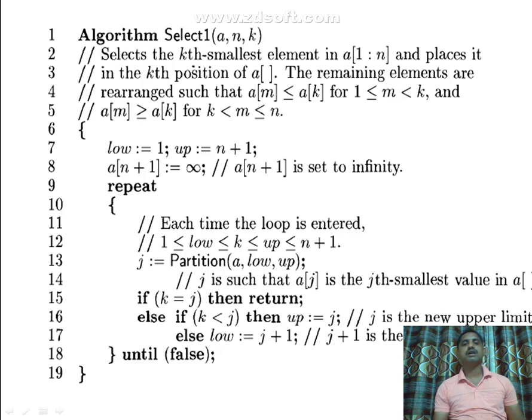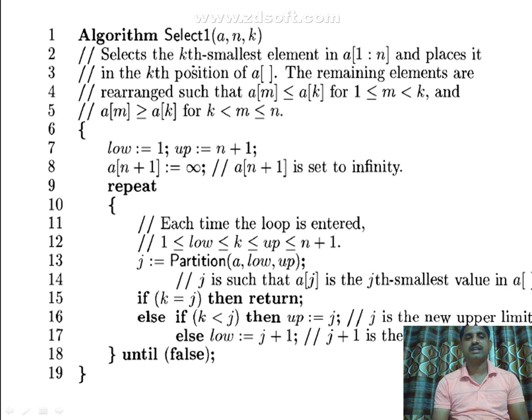So what is the algorithm of selection? Algorithm Select(a, n, k). Here we select the kth smallest element of e of 1 to n and place it in the kth position of e. The remaining elements are rearranged such that e of m is less than or equal to e of k for 1 less than or equal to m less than k, and e of m is greater than or equal to e of k for k less than m less than or equal to n.